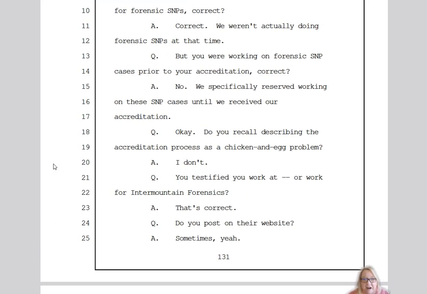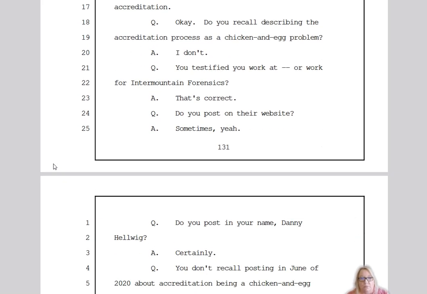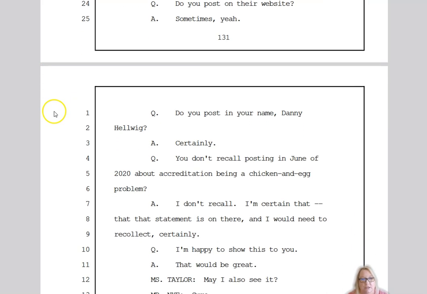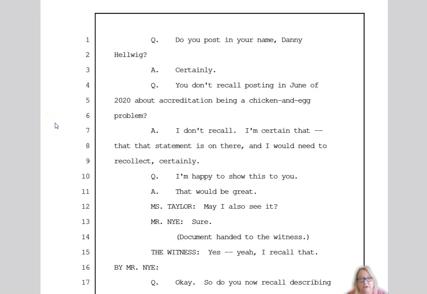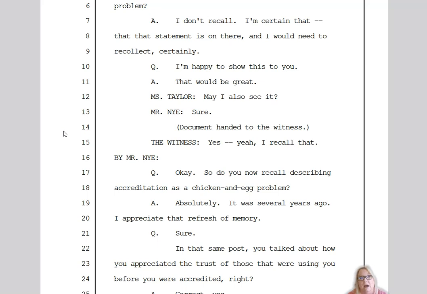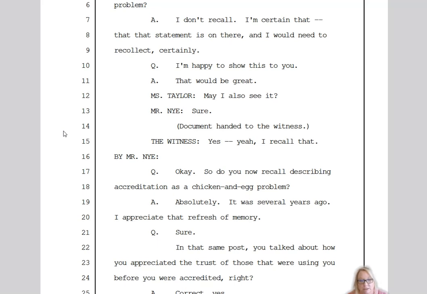Do you recall describing the accreditation process as a chicken and egg problem? I don't. You testified you work at Intermountain Forensics. That's correct. Do you post on their website? Yes, sometimes. Do you post in your name? Certainly. You don't recall posting in June of 2020 about accreditation being a chicken and egg problem? I don't recall. I'm certain that the statement is on there. I would need to recollect, certainly. I'm happy to show it to you.